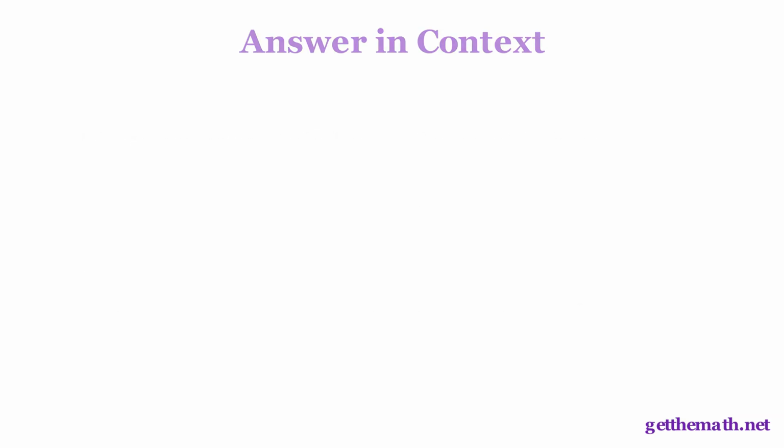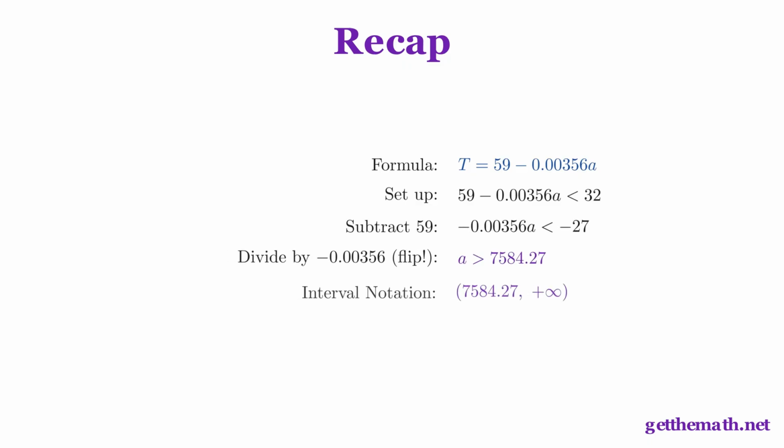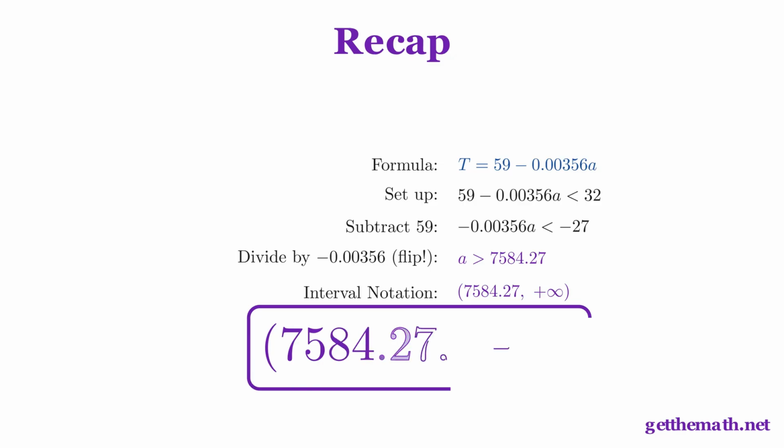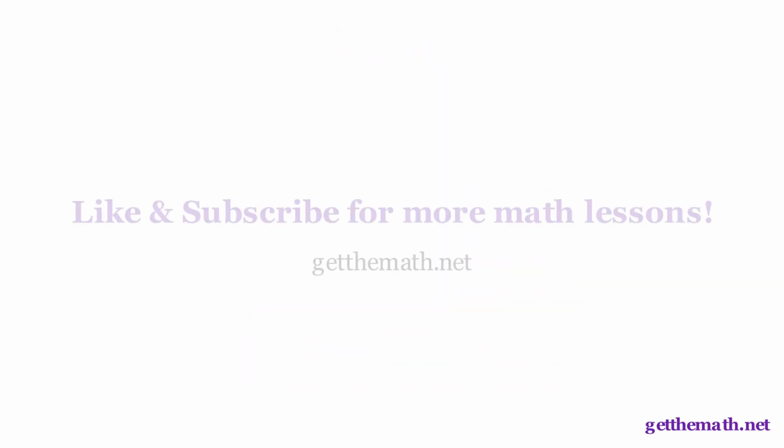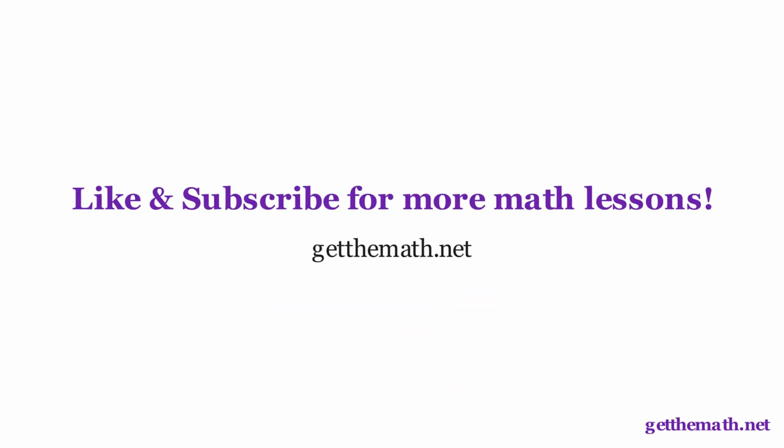Let's recap everything. The formula is T equals 59 minus 0.00356A. We set up the inequality, 59 minus 0.00356A is less than 32. Subtracting 59 from both sides gave us, negative 0.00356A is less than negative 27. Dividing both sides by negative 0.00356 flipped the sign, giving us, A is greater than 7,584.27. In interval notation the answer is, open parenthesis, 7,584.27, comma, positive infinity, close parenthesis.